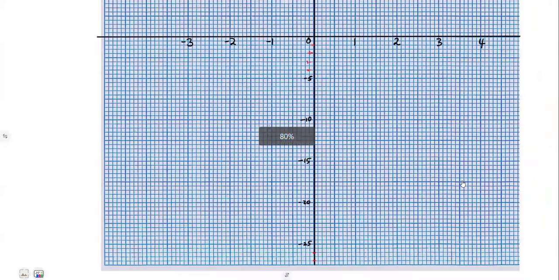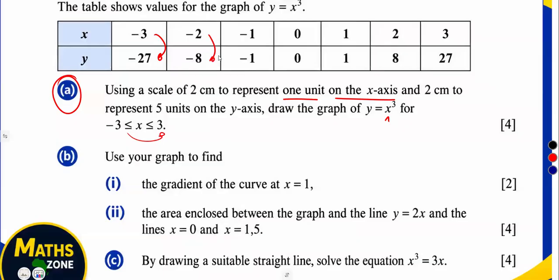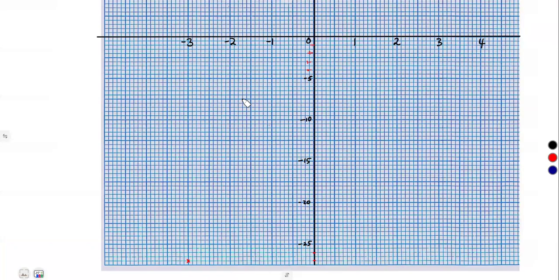So that's negative 3 and negative 27, somewhere here. Next, negative 2, negative 8. This is negative 10, negative 9, negative 8. 2 boxes, 2 boxes, so 4 boxes from minus 10. Or simply take from minus 5: minus 6, minus 7, minus 8. So that's negative 2 versus negative 8.